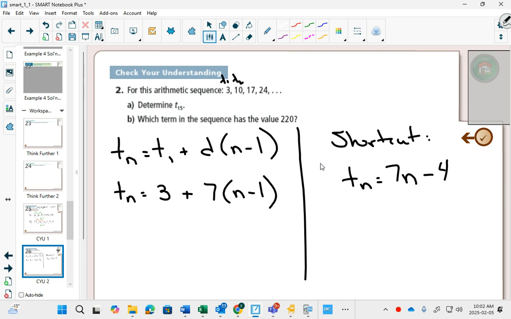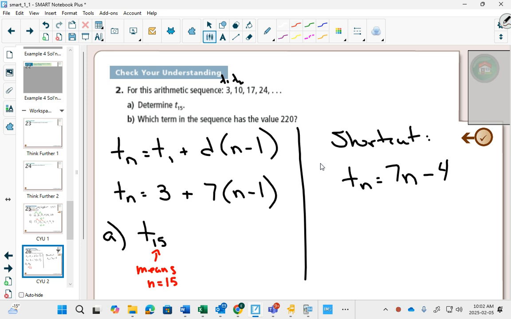That's the shortcut. Both of those formulas are identical. One of them gets you just plugging things into the equation. The other one, you have to use a little bit of thinking to find out what the b value would be that works. Now, either way, they want us to find in part A term 15. Well, if we're finding term 15, this means that n is equal to 15.